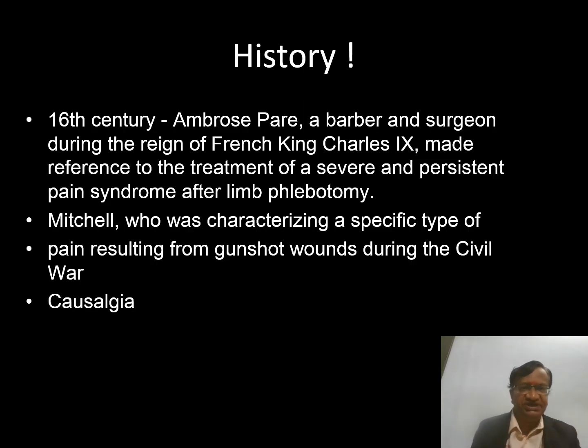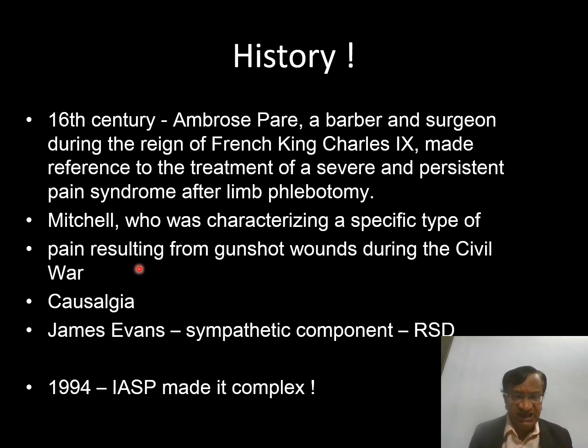So if you want to know the history, it is starting from the 16th century. Ambroise Paré, a barber and surgeon, made reference to the treatment of severe persistent pain syndrome after limb phlebotomy. Mitchell was characterizing a specific type of pain resulting from gunshot wounds during the Civil War, and he termed it causalgia. Algia means pain. And James even told that there is a sympathetic component and named it reflex sympathetic dystrophy.